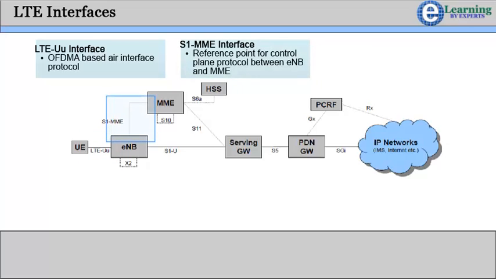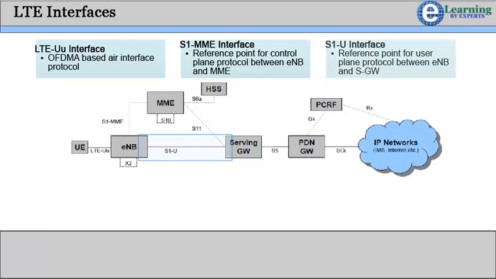S1-MME. This reference point for control plane protocol is found between the eNB and the MME. All signaling is carried over this interface. S1-U. This reference point for user plane protocol is found between the eNB and the SGW. This interface supports per-bearer user plane tunneling and inter-eNB path switching during handover.